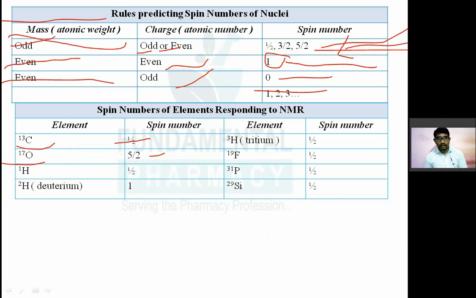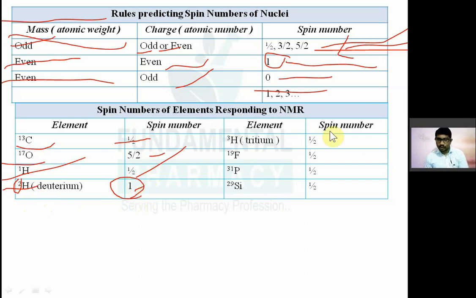Then the next one is hydrogen. Hydrogen 1 will also have half. Then deuterium, hydrogen 2. In deuterium, look, the atomic mass is even, and the atomic number is odd here, not even. So it will not be active in NMR, and it will have an integral spin quantum number. The active ones will have 1 by 2, 3 by 2, 5 by 2. Those atoms which have an integral spin quantum number are not active.